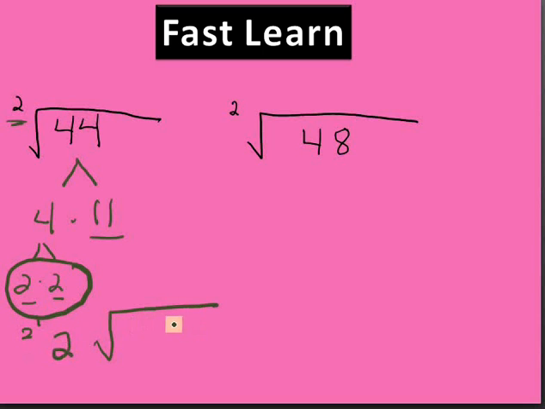That would go on the outside of the radical. We saved it from the burning building. And we only have 1 prime left over. And that is our answer.